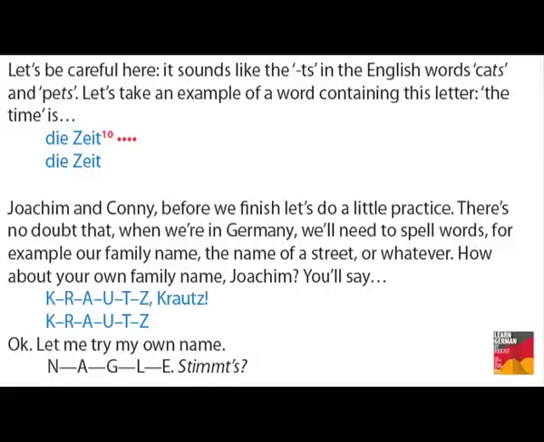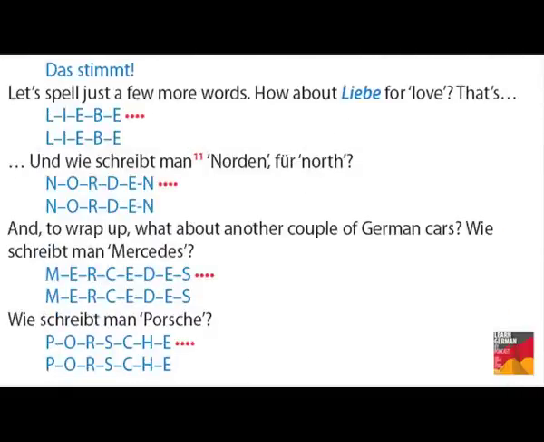Joachim and Connie, before we finish, let's do a little practice. There's no doubt that when we're in Germany, we'll need to spell words. For example, our family name, the name of a street, or whatever. How about your own family name, Joachim? You'll say, K-R-A-U-T-Z. Krautz. Okay, let me try my own name. N-A-G-L-E. Stimmt's? Das stimmt.